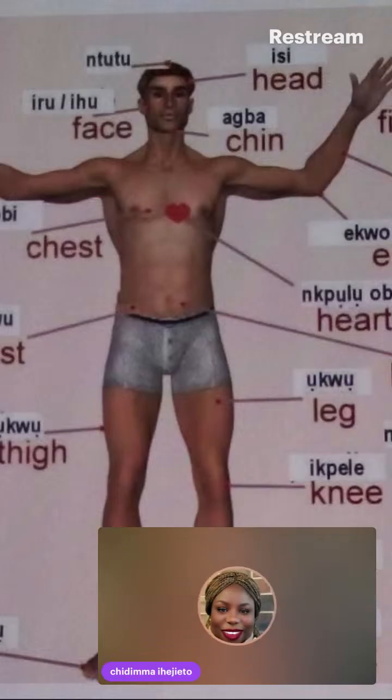Mkpụrụ obi, heart. Heart, mkpụrụ obi. Breast, ara. Waist, puku.